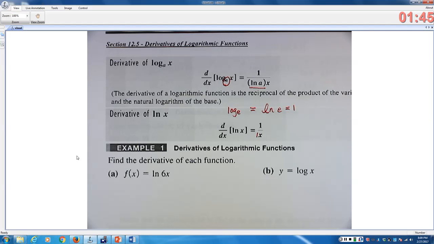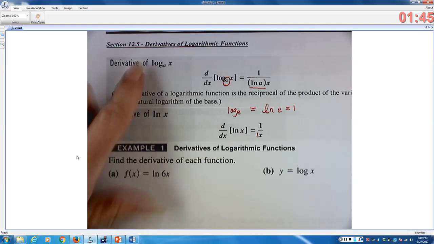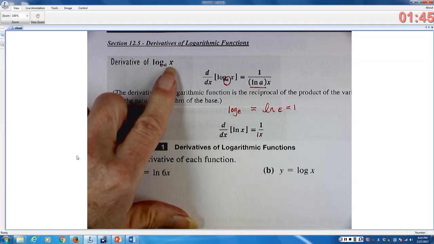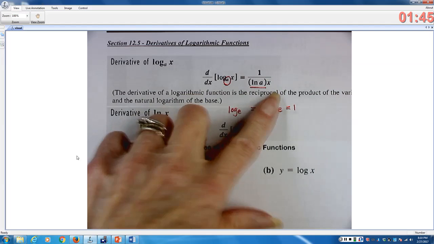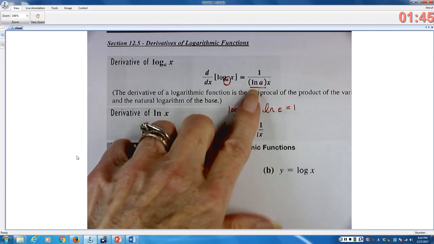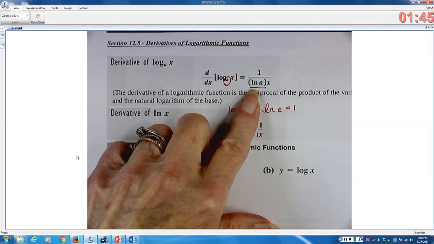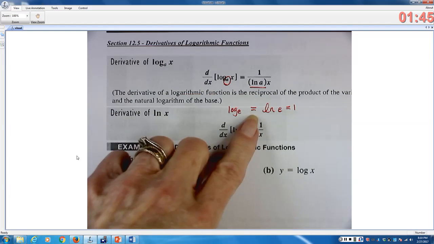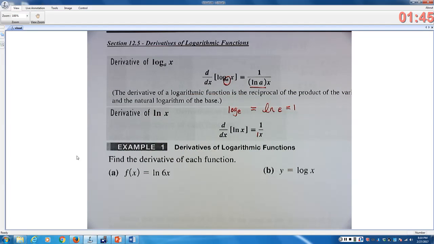So the way that you take the derivative of any log function is you take 1 over whatever it's the log of. Like if it's the log base a of x, then you take 1 over x, and then you multiply that by the natural log of the base. If it's the natural log of x, then it's just 1 over x, because the natural log of e is 1. So it doesn't change anything in front of the x. So we'll do a couple of examples.